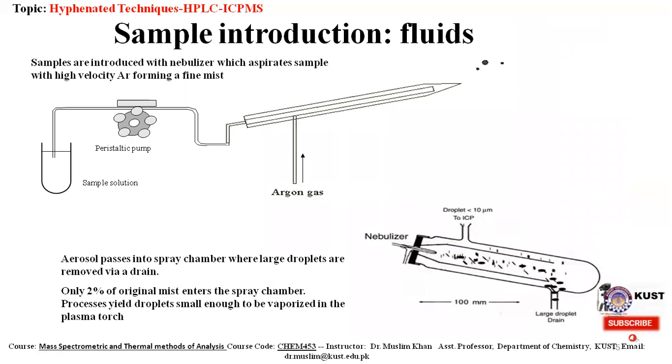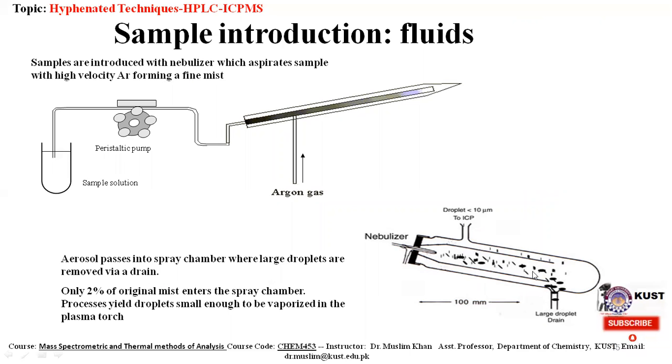So this is the sample introduction system. First of all, samples are introduced with the nebulizer like this, which aspirates the sample with a high velocity argon flow, forming a fine mist. This aerosol is a nebula. This argon gas is going through here. The sample is pumped by a peristaltic pump, actually. So this is around 100 millimeters long.